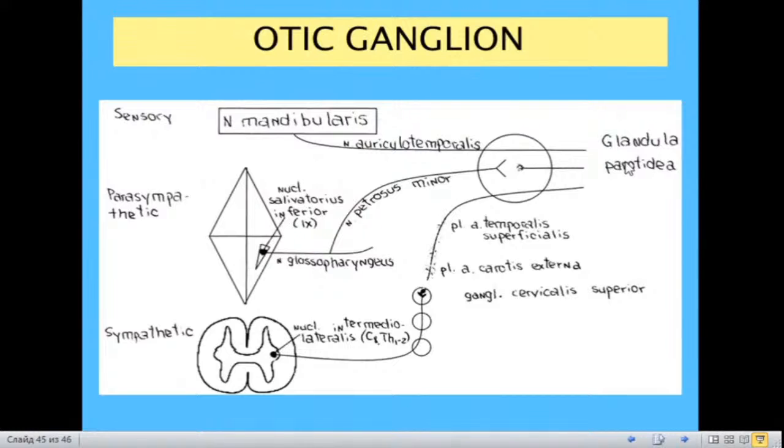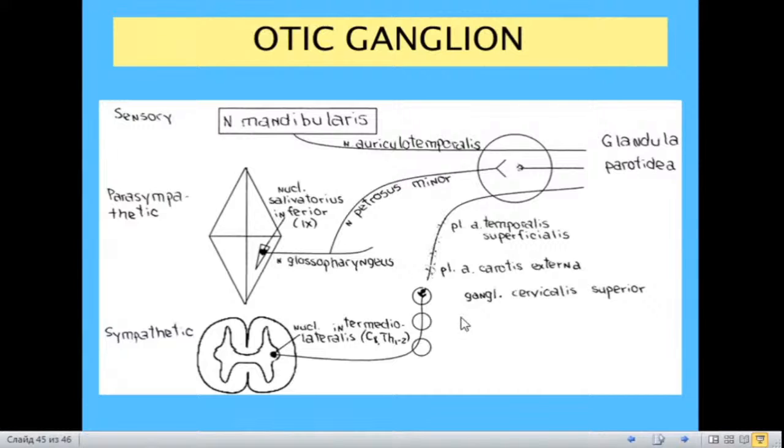And last, parasympathetic ganglion, ganglion oticum or otic ganglion. It is located close to the parotid gland. Also it gets three types of fibers. Sensory ones come from nervus mandibularis, especially its branch nervus auriculotemporalis. Preganglionic parasympathetic fibers arise from nucleus salivatorius inferior, which is the nucleus of the 9th cranial nerve. After that they travel via nervus glossopharyngeus, then nervus tympanicus, and its continuation nervus petrosus minor.